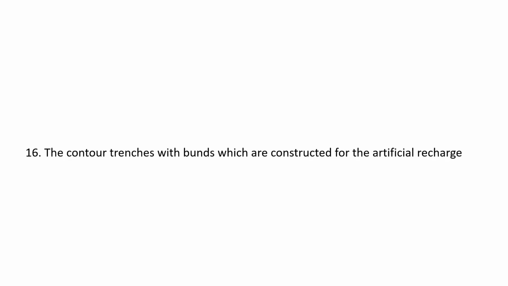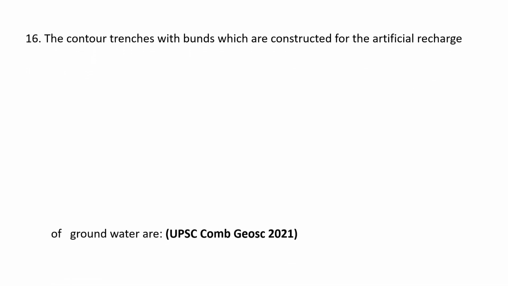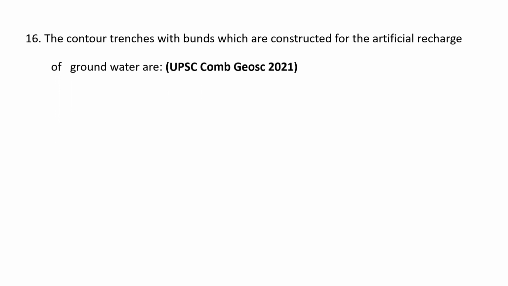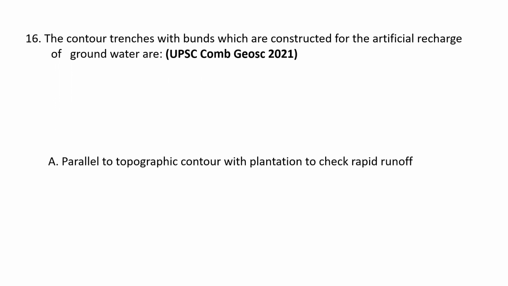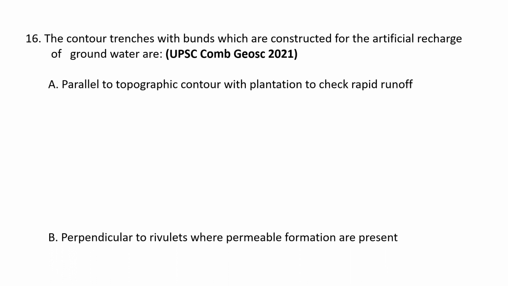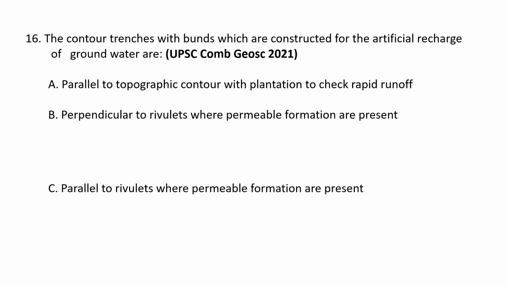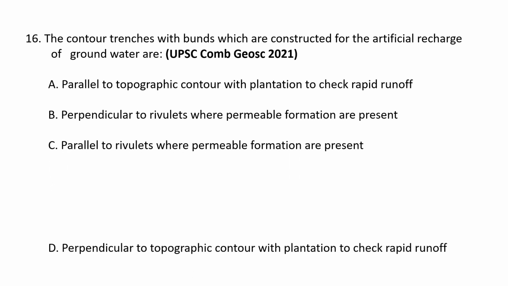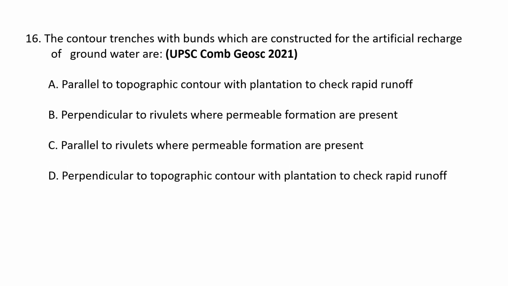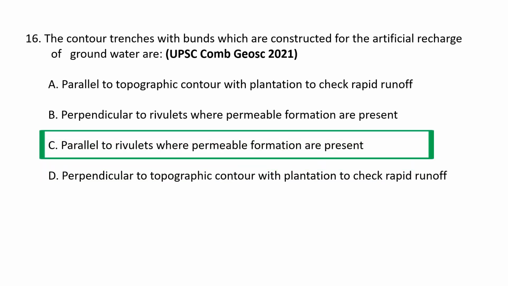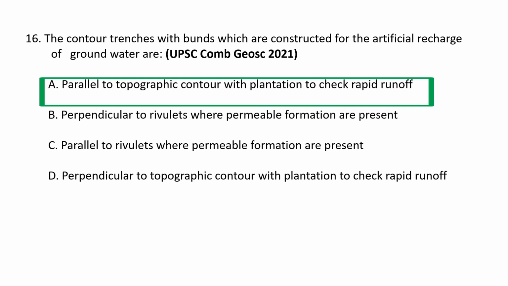Next question. The contour trenches with bunds which are constructed for the artificial recharge of groundwater are A. Parallel to topographic contour with the plantation to check rapid runoff, B. Perpendicular to the rivulets where permeable formation are present, C. Parallel to rivulets where permeable formation are present, D. Perpendicular to topographic contour with the plantation to check rapid runoff. So the correct option is A. Parallel to topographic contour with the plantation to check rapid runoff.